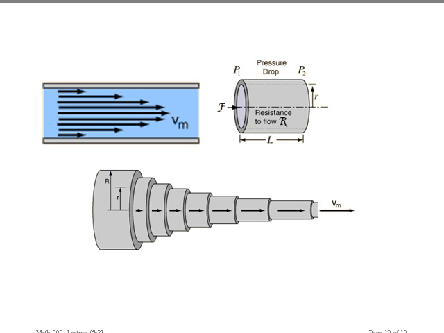Here are some pictures of the situation. So here's my pipe. Here's little r. r is 0 if you're right in the middle of the pipe. r is big R if you're out at the edge of the pipe. And the force F, which would be that difference in pressure, is pushing fluid through this pipe.